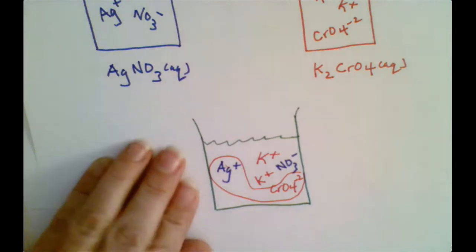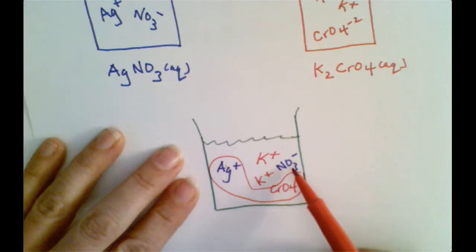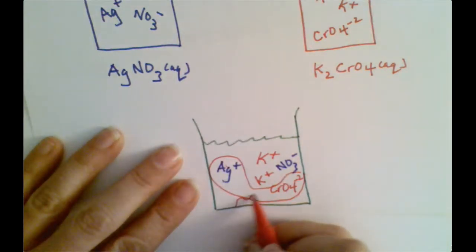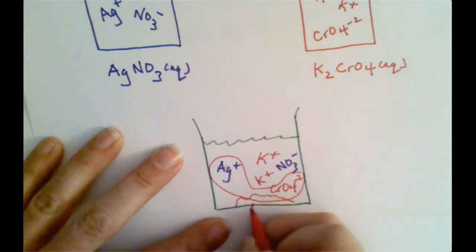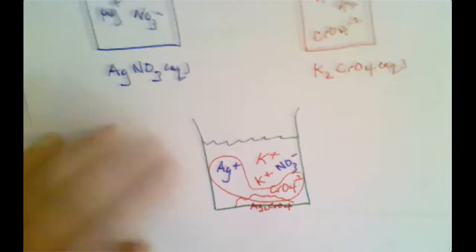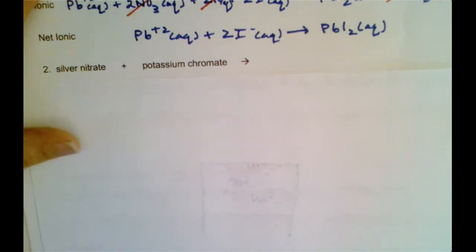How do we know? What we're going to do is consult our solubility table. And on our solubility table, we're going to see that silver chromate is in fact the solid, and potassium nitrate is the aqueous substance. Just so you know, anything that ends in nitrate is always aqueous. Okay? So this will start to precipitate out at the bottom of the beaker, and you're going to get Ag2CrO4 as your solid. Let's go take a look at what this reaction looks like in terms of a demonstration.